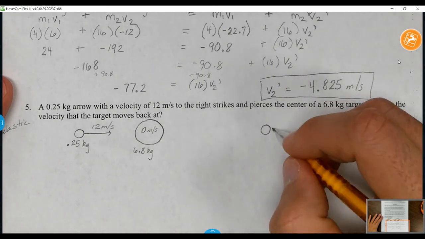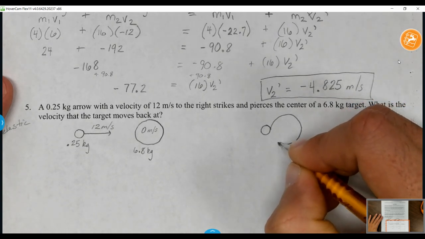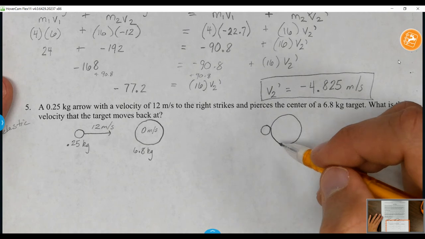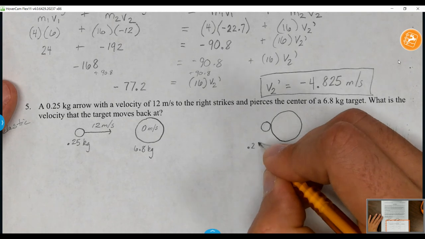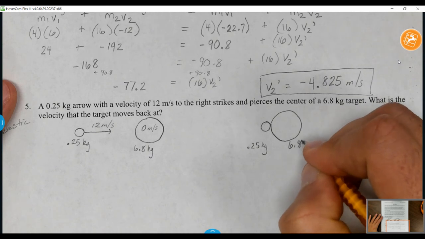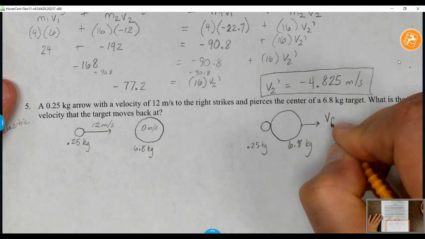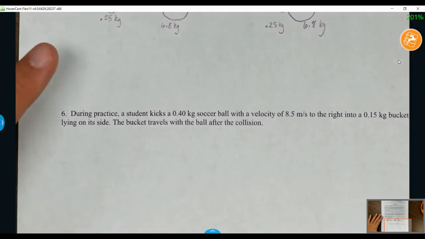All right, so they're going to be stuck together. Same masses, 0.25 kilograms and the 6.8 kilograms. Now they move together at some kind of velocity, VF. So your step here would be to write the equation underneath for the inelastic and complete it.